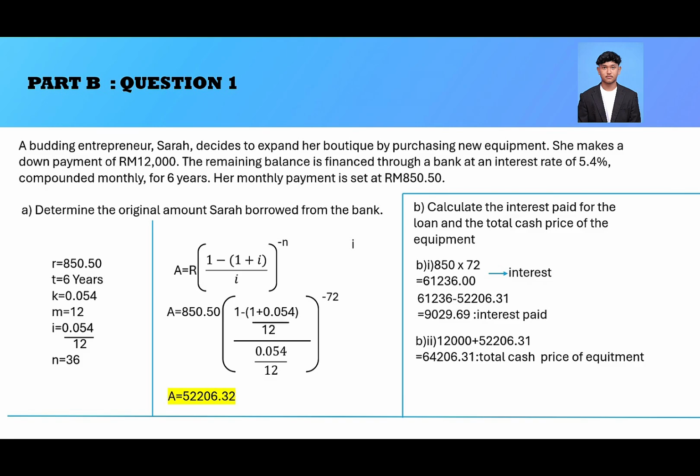For part B, calculate the interest paid for the loan and the total cash price of the equipment. First, I calculate the total payment made over 72 months by multiplying the monthly payment by the number of months. Next, I subtract the original loan amount from the total payment to get the interest paid. So, the total interest paid is 9,029.69 ringgit. Lastly, I calculate the total cash price of the equipment by adding the down payment to the original loan amount. Therefore, the total cash price of the equipment is 64,206.32 ringgit.